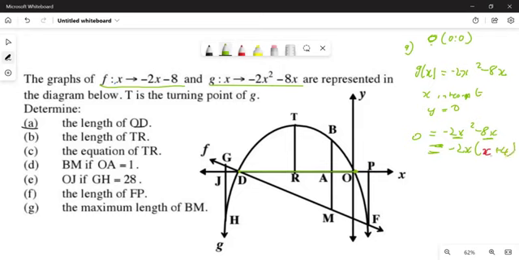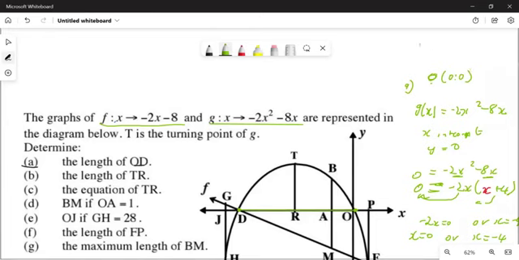Plus 4. And then you can say, using the product rule, minus 2x is going to be 0 or x plus 4 is going to be 0. So minus 2x is equaling 0 or x is equaling minus 4. And then you can say x is going to be 0 or x is going to be minus 4. So for the coordinates of D, which one do you take? The 0 or minus 4? Minus 4. So we're going to take minus 4.